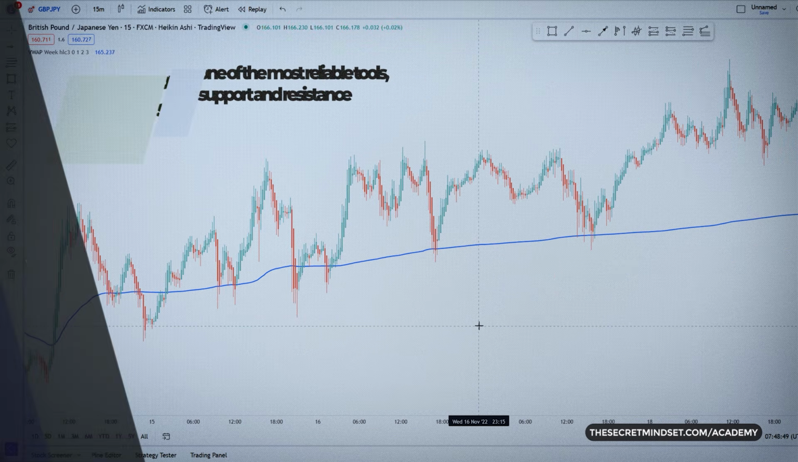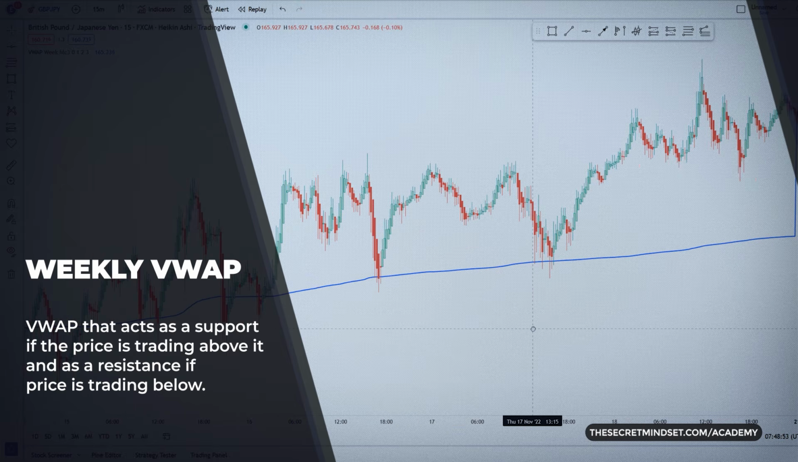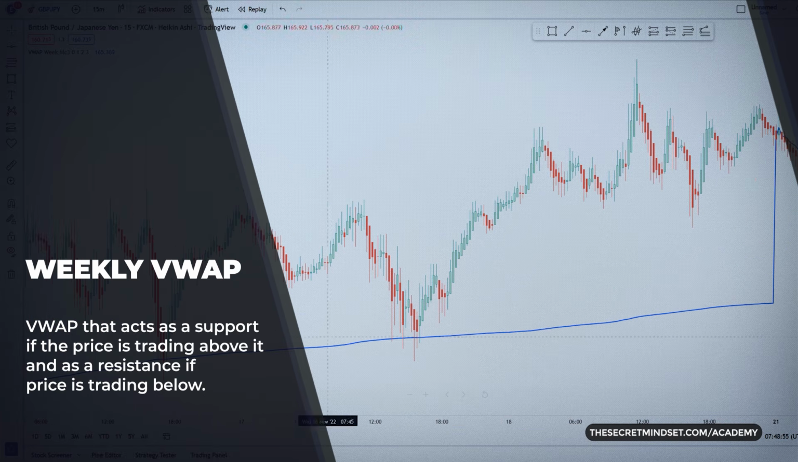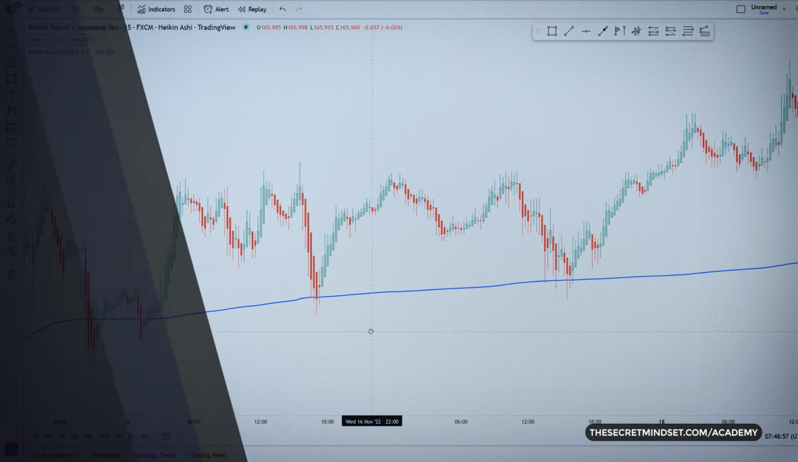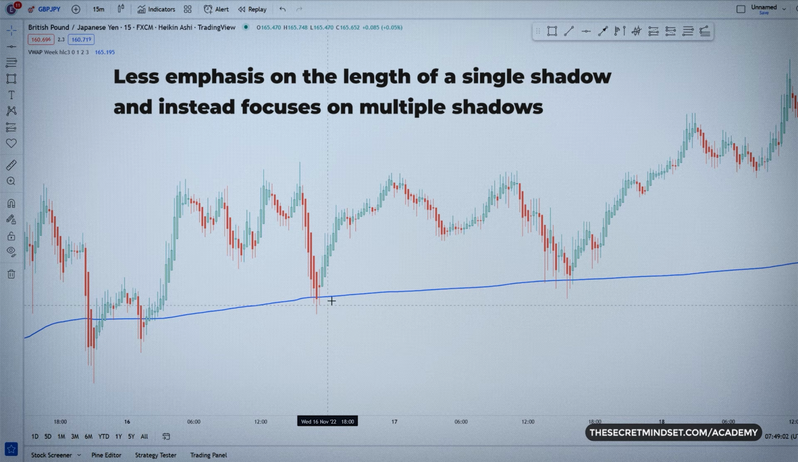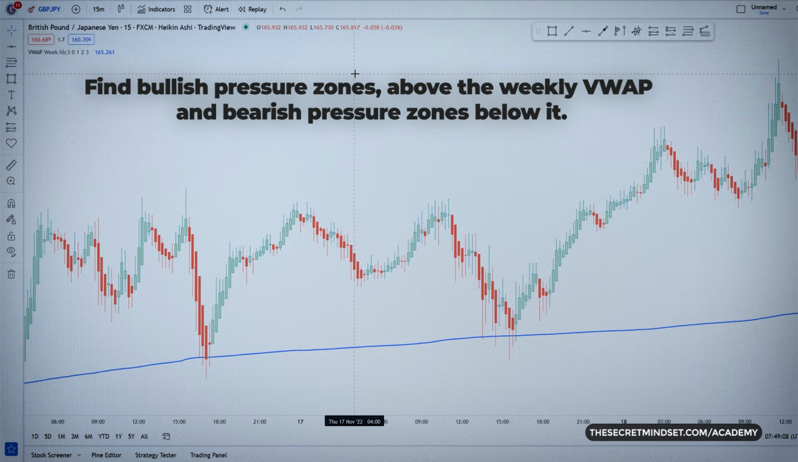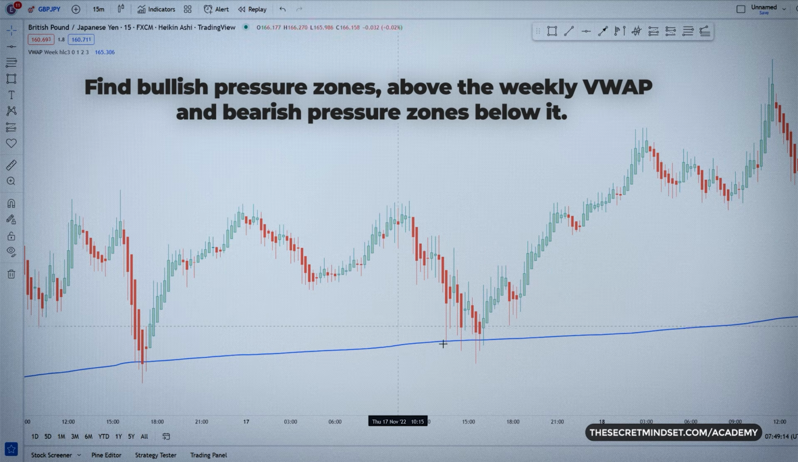VWAP line acts as a support if price is trading above it, and as a resistance if price is trading below. The advantage of this strategy is that it places less emphasis on the length of a single shadow and instead focuses on multiple shadows. You want to find bullish pressure zones above the weekly VWAP and bearish pressure zones below it.